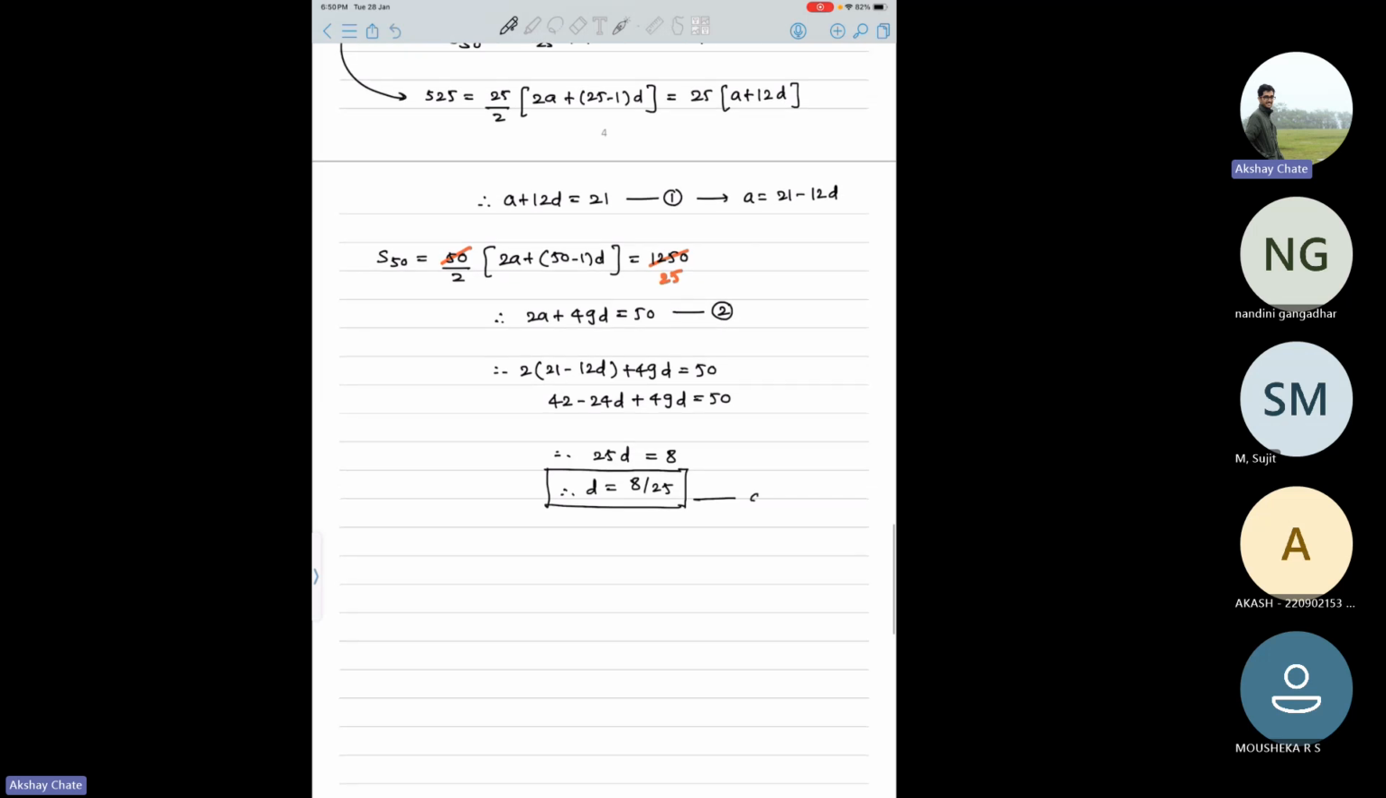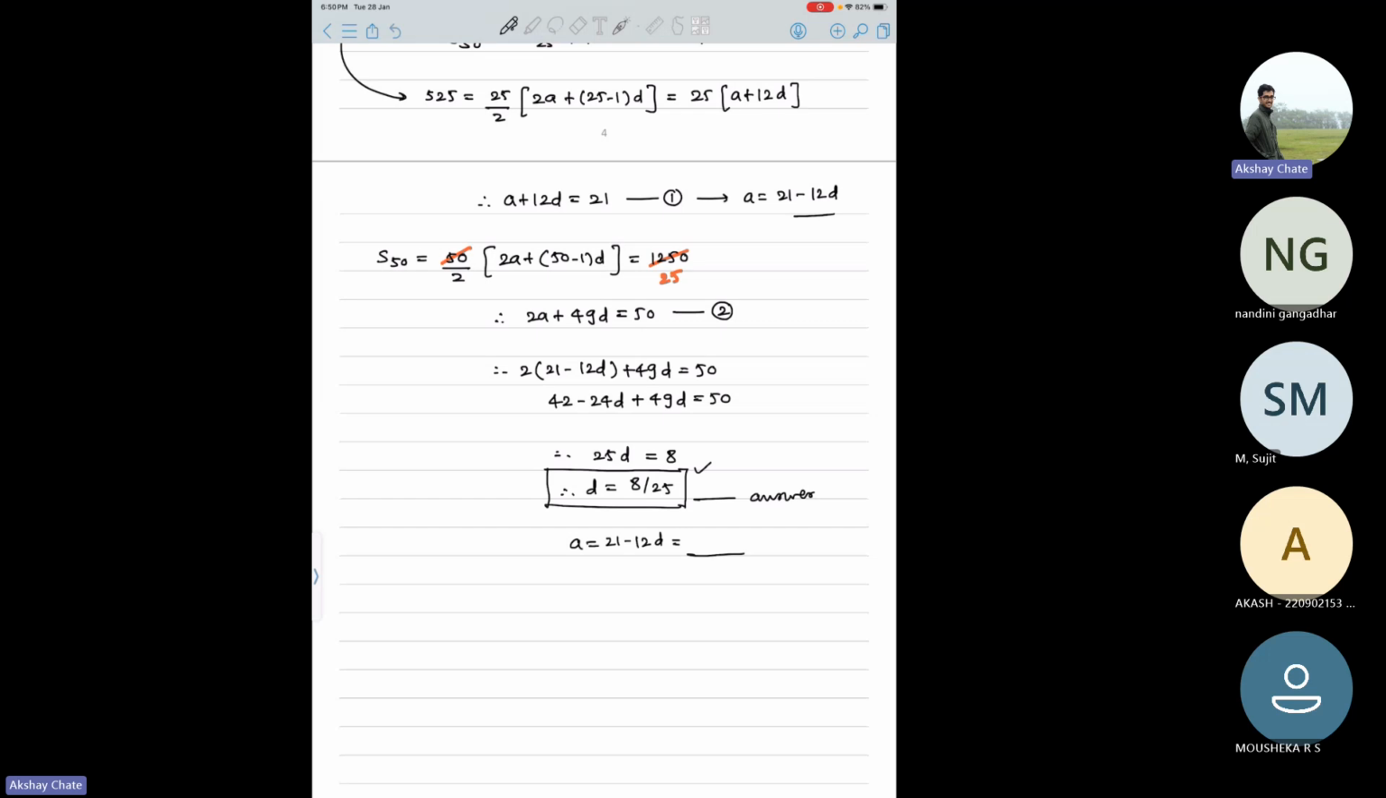Then if anybody is interested, they can find a also. What is your first term? You can just do it this way. So a will be 21 minus 12d, right? Since these are not proper fractions, I am not doing it. You can calculate this also, but it's not asked. In the question, they were asking only about d.